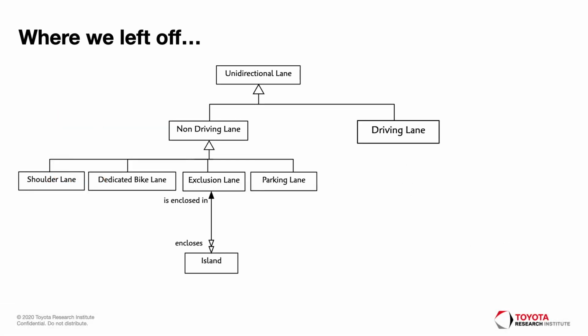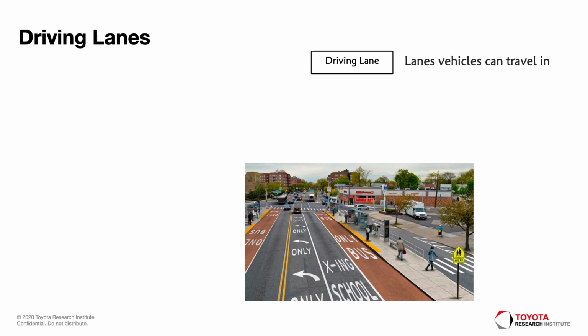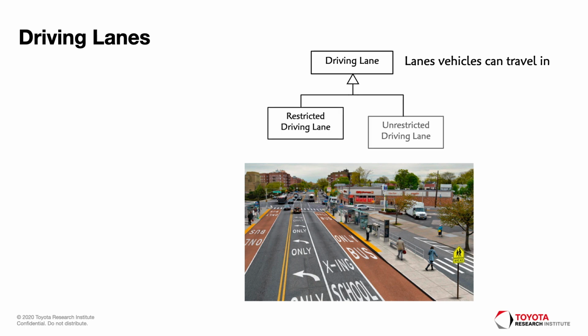In our previous video, we modeled known and reasonably stable categories of non-driving lanes. Now we're going to put the focus on lanes where we are allowed to travel. We want to avoid doing a case-by-case inventory of every possible driving lane usage, so we're going to begin with a stable categorization. Looking at the street view and many others, we can see that a driving lane can be either restricted or unrestricted. Only certain classes of vehicles can use a restricted lane.